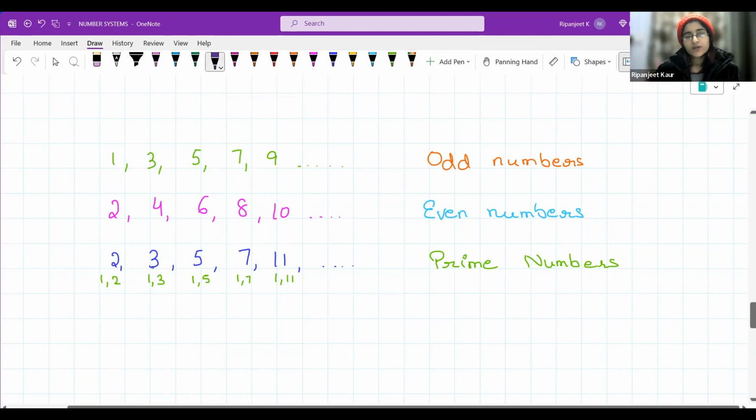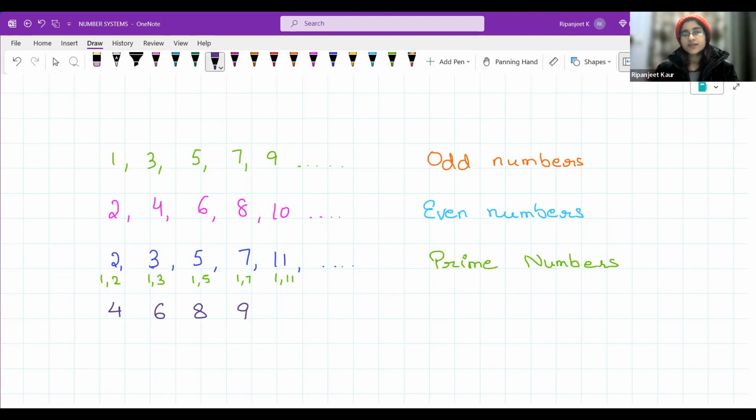What if there is a 4, a 6, an 8, a 9? Can you see? After 2, 3, there was no 4, but here is 4. After 5, there was no 6, here is a 6. After 7, there was no 8 and 9 and also 10. Then there was 11. So what are these types of numbers?